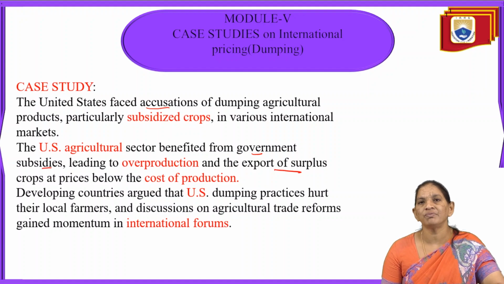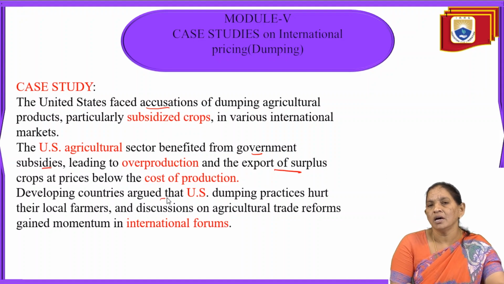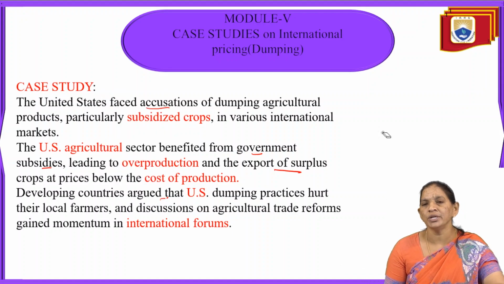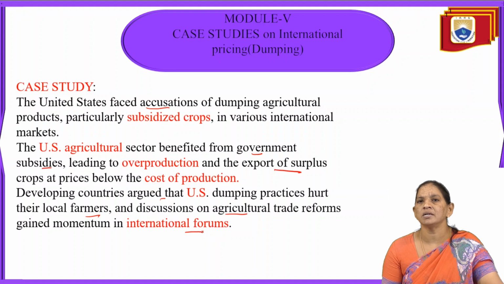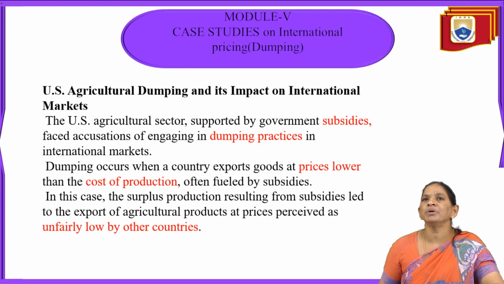So we analyzed the factors influencing these dumping activities, and also how developed nations like the US protect their local farmers while discussing agricultural trade reforms in international forums. Means how the US government followed some practices and how it encouraged local farmers, in discussion on agricultural trade and gaining some reforms at international forums. These are the points we analyze in this case study relating to dumping activity.